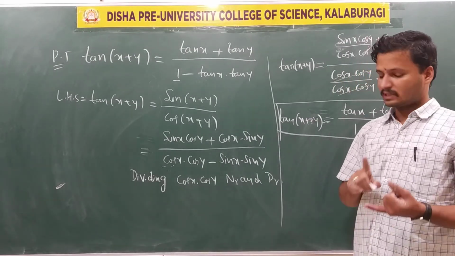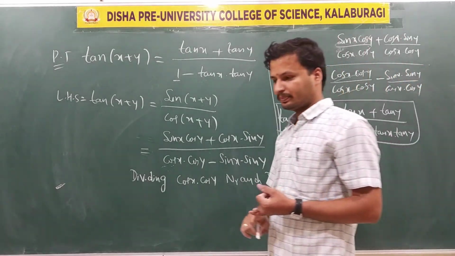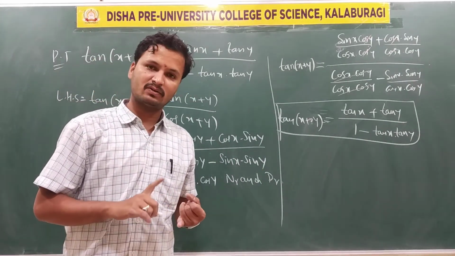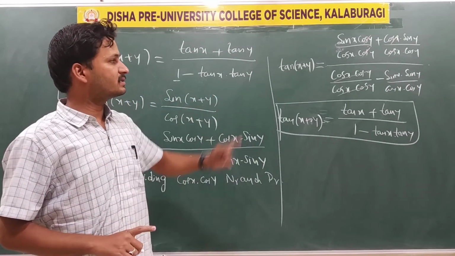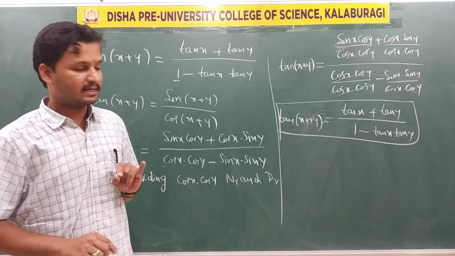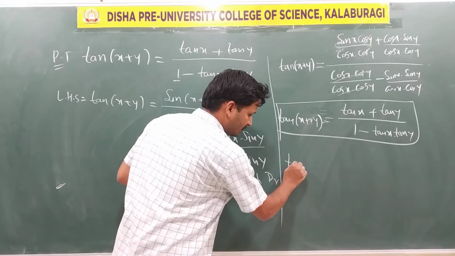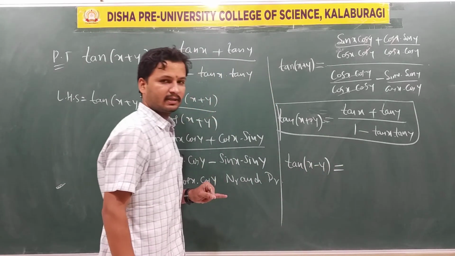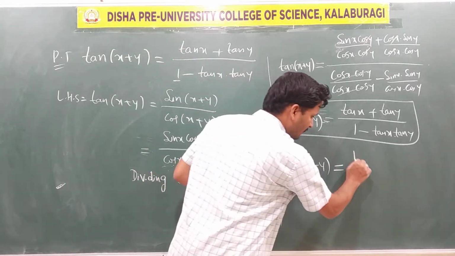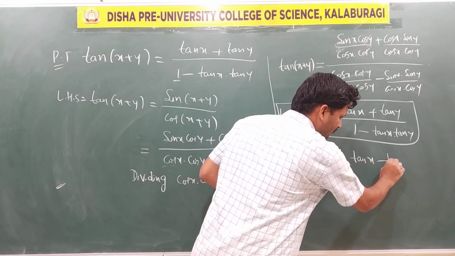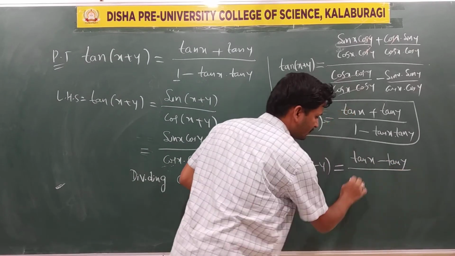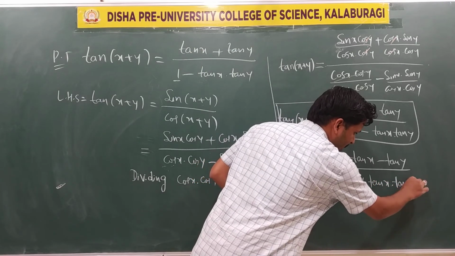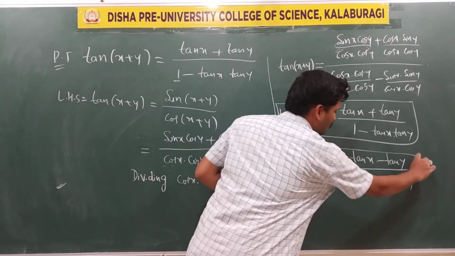So sin of x plus y over cos of x plus y, sin of x minus y, cos of x minus y, and this is tan of x plus y. And lastly, that is tan of x minus y. Take it as homework. Tan of x minus y is equal to tan x minus tan y divided by 1 plus tan x into tan y. Take this one as homework.